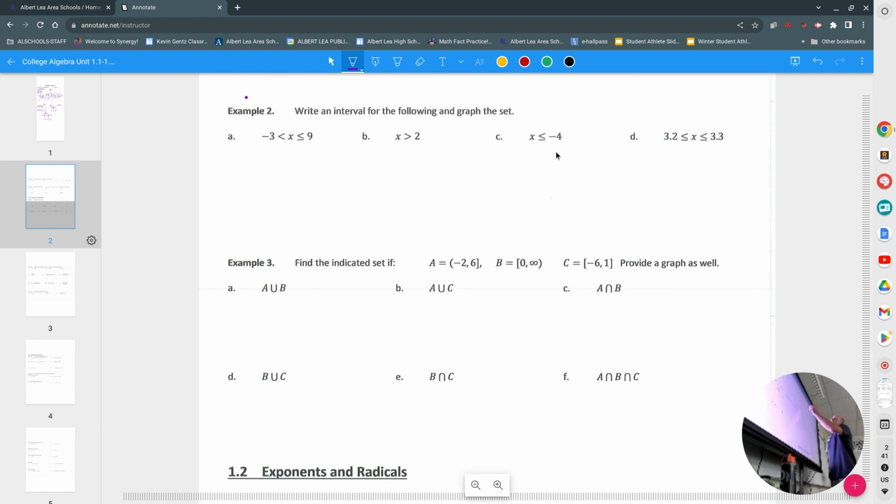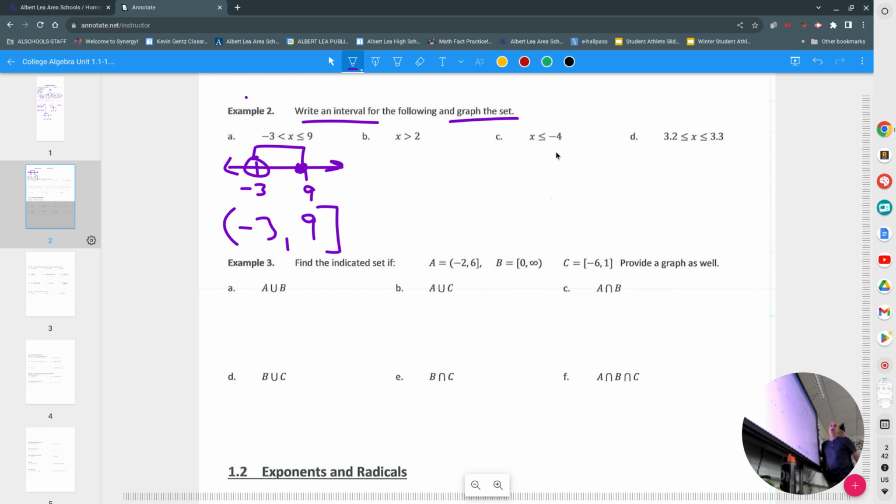Same type of situation, write an interval and then graph the set. I like to start with the graph. -3 to 9. A closed circle on 9. An open circle on -3. And now, instead of providing the inequality, you can see in this situation, you're given the inequality. We want to provide the interval. So the interval will be from -3 to 9. Notice that we have a parenthesis on the -3 and a bracket on the 9.